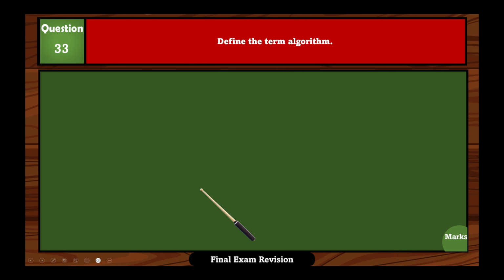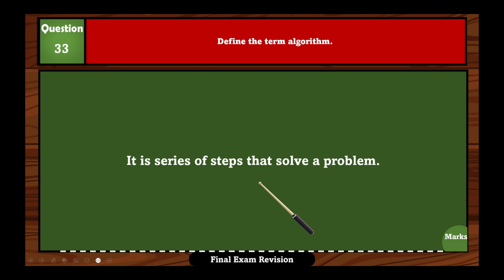Question 33, define the term algorithm. So what is an algorithm? It's a series of steps to solve a problem. So that's the definition of an algorithm.